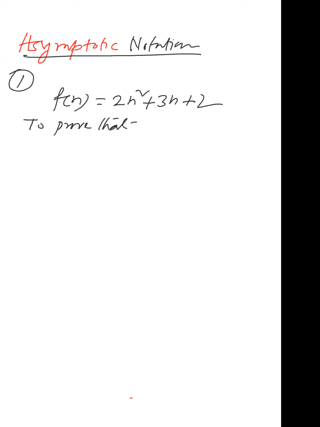So we have a big O notation. Okay, let us take any function. If we say the function is f(n) equal to, suppose, 2n square plus 3n plus 2. Okay, any function is given and I have to prove that f(n) is equal to big O of n square.